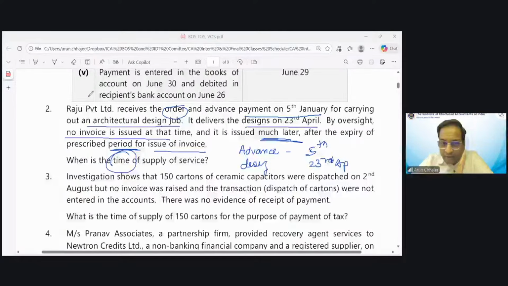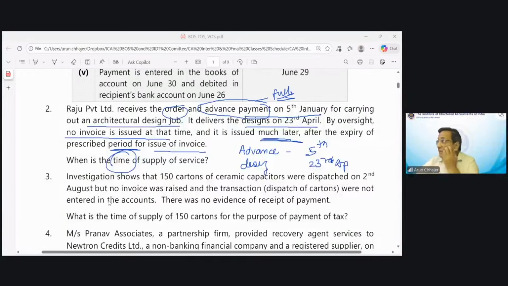Fine. Your answer is correct. So, Navneet, in the absence of the information, they have used only the word advance payment. It means it is full advance. Okay.